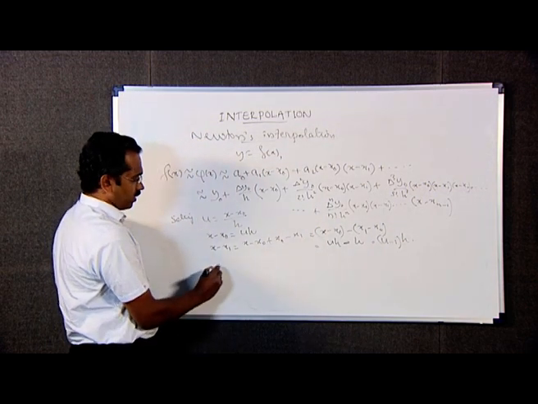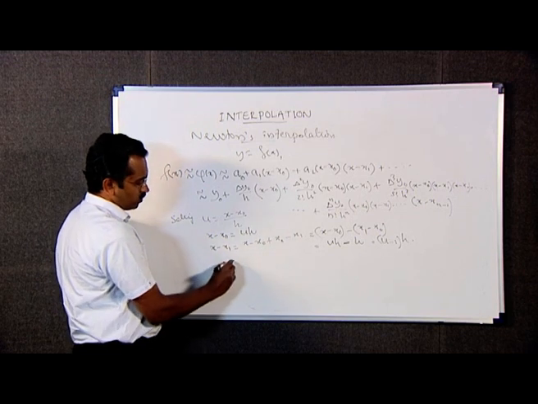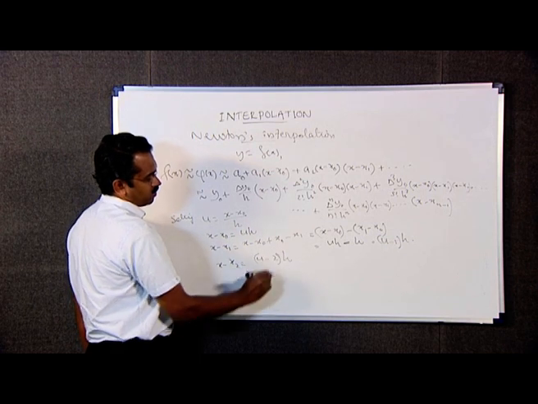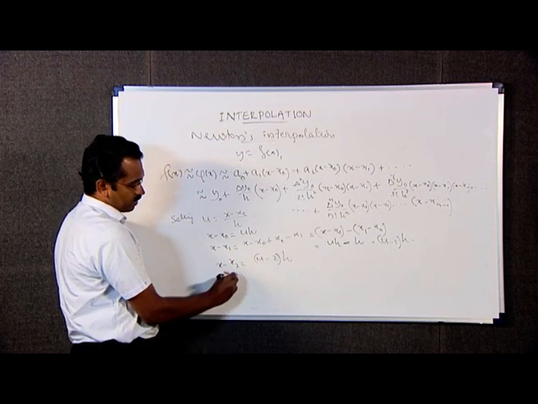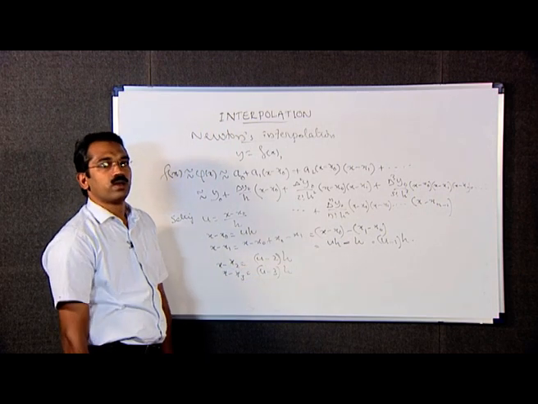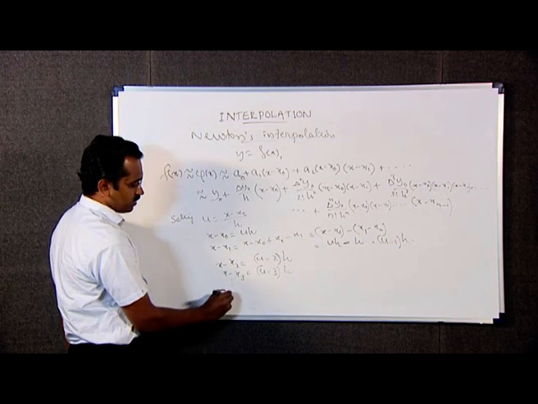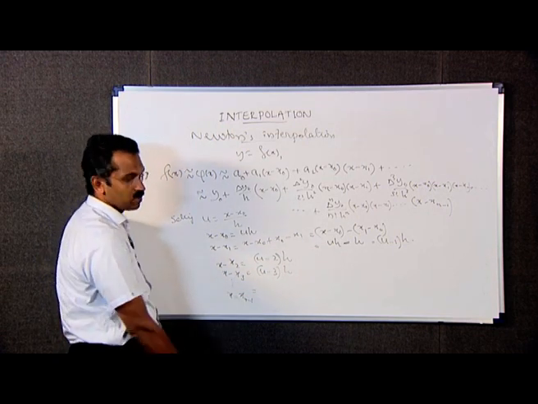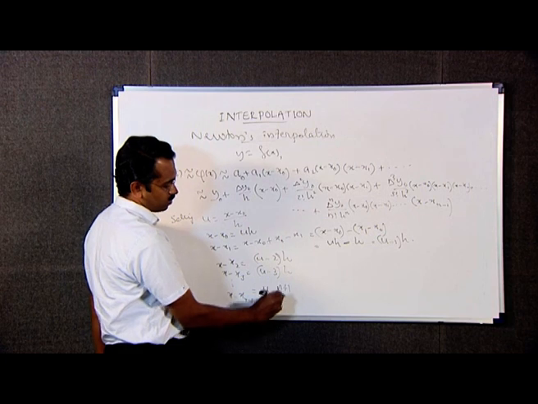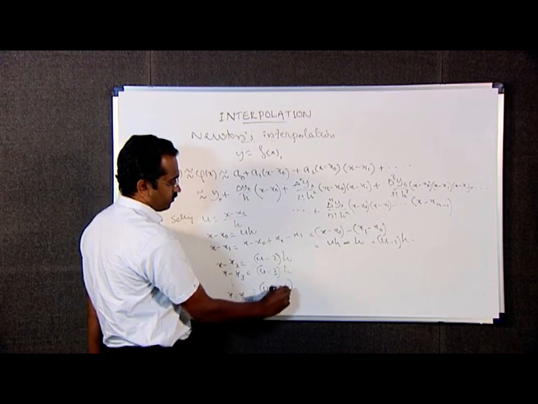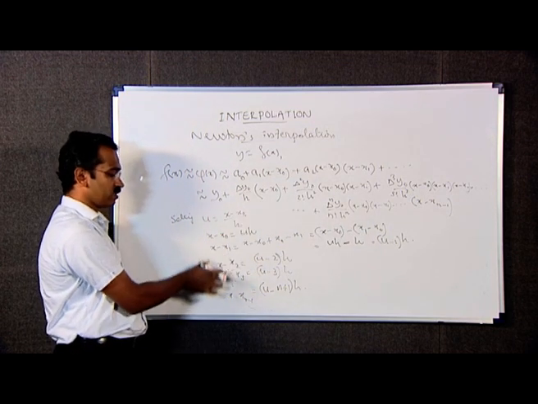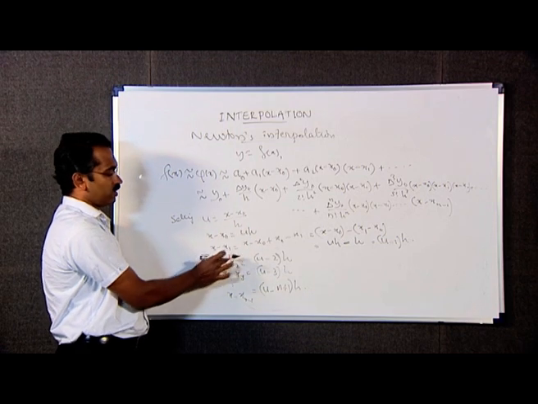Similarly, x minus x 2 is equal to u minus 2 into h. x minus x 3 is equal to u minus 3 times h, etc. x minus x n minus 1 is equal to u minus n minus 1, that is u minus n plus 1 into h. If we set u equal to x minus x naught divided by h, we will get x minus x naught equal to uh and so on.